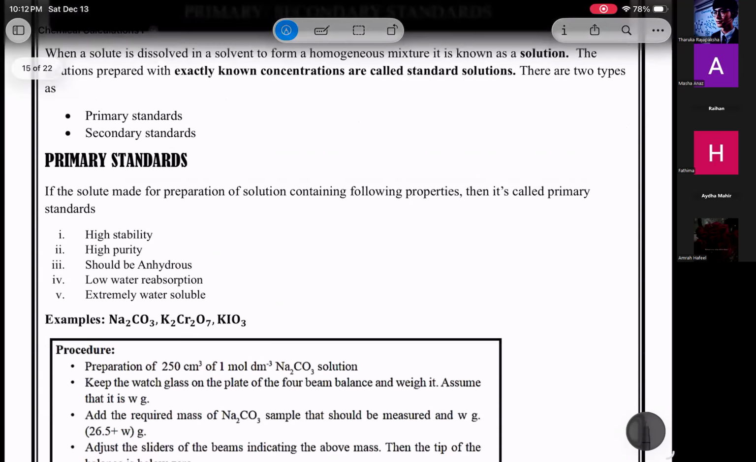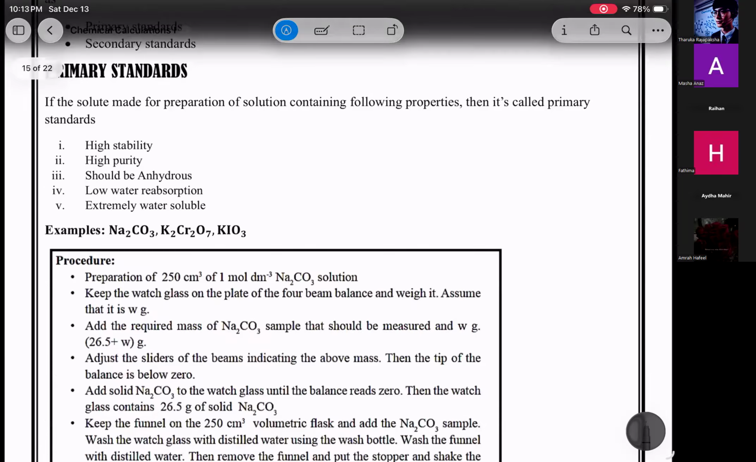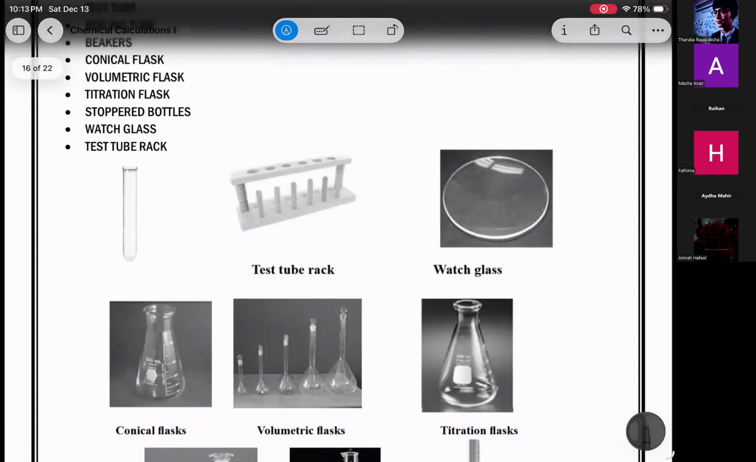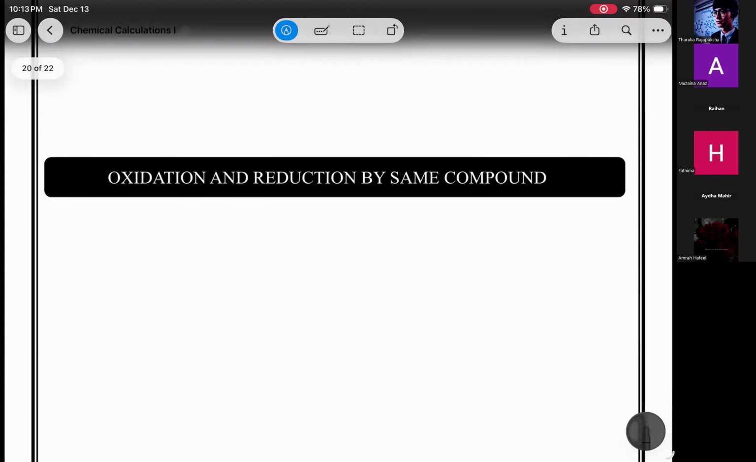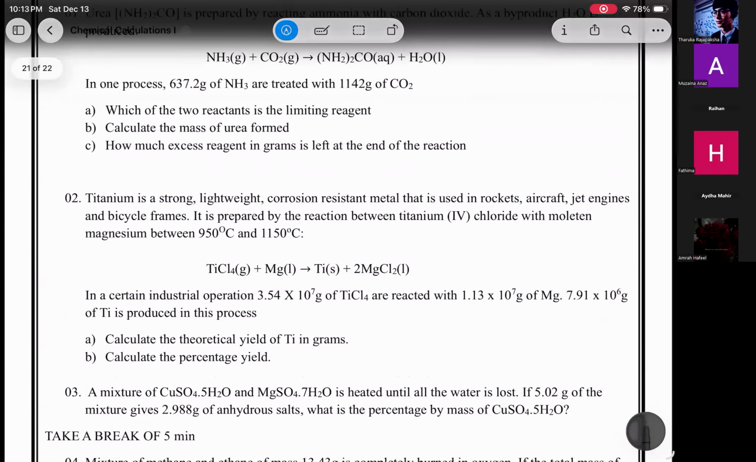In the lab, what are you going to do, like how to prepare a solution, how to wash. We are going to learn the laboratory equipment, the pipette and the important information regarding it. Normal glassware cleaning procedure we are going to learn. So everything is included here. And then finally we move into titrations, followed by the redox reaction methods, other redox reactions, and oxidation and reduction by the same compound. And then the final revised exercises, and with that we are done.